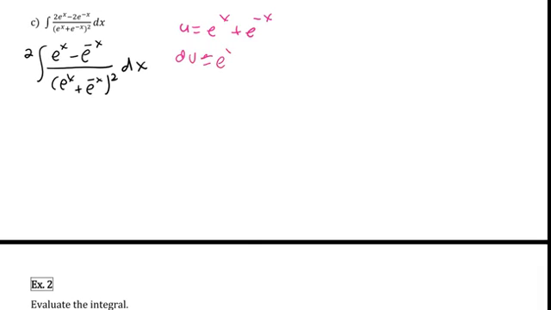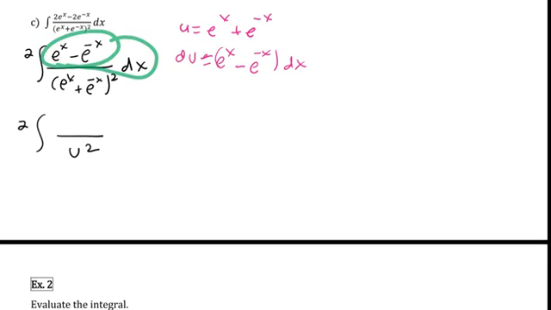The derivative of e to the x is e to the x. e to the negative x is negative e to the negative x dx. And, oh, look at this beautiful problem. We have this bottom is u squared, so this gets replaced. So I have a u squared in the bottom. And then up top, I have e to the x minus e to the negative x dx. So that's just du. Things are looking up.